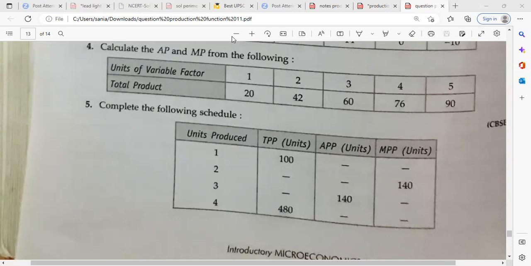Ma'am, is units produced a variable factor? The variable factor. Okay.